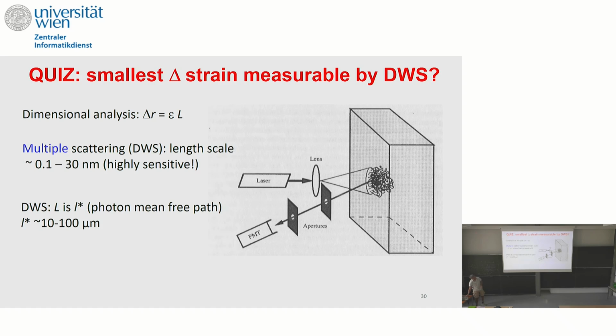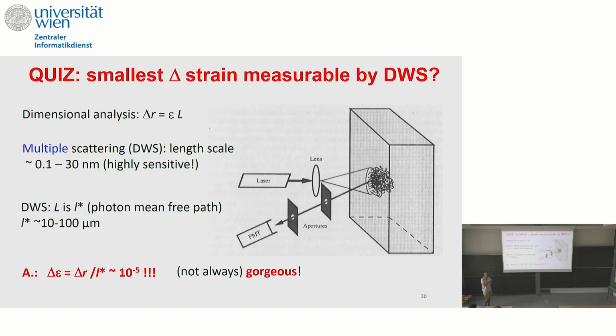Quiz. What's the smallest increment in strain that you can measure in DWS? As a reminder, you have this thing here, you plug here L star. L star is typically in this range of values. And if you do the experiment in the most sensitive way, which is in transmission, you are sensitive down to a fraction of a nanometer. So if you work out all these things, it turns out that you can measure 10 to the minus 5 increment in strain.